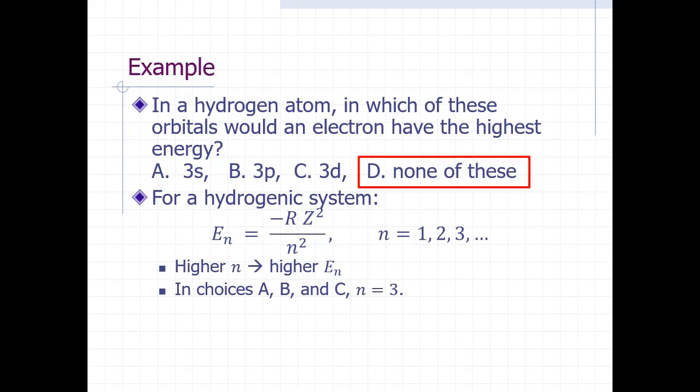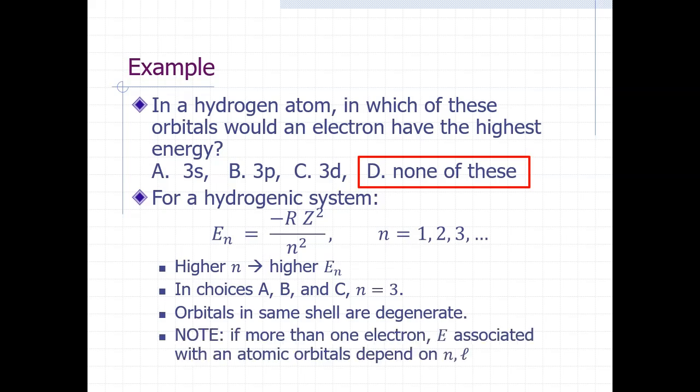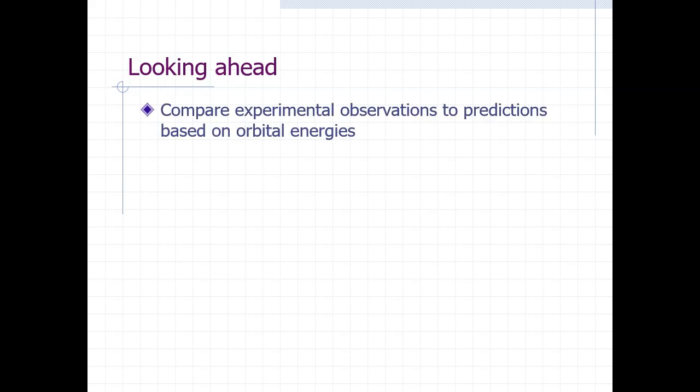In general, for hydrogenic systems, orbitals in the same shell, which have the same quantum number n, are degenerate. In a future lesson, we will see that this is not true if there is more than one electron. The energy associated with atomic orbitals in those cases will depend not just on quantum number n, but also on quantum number l.